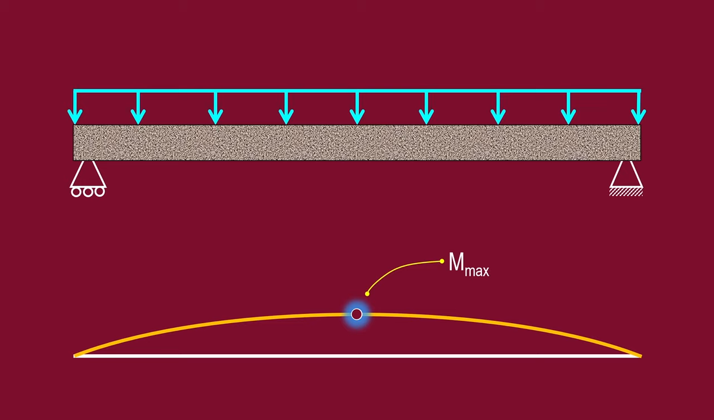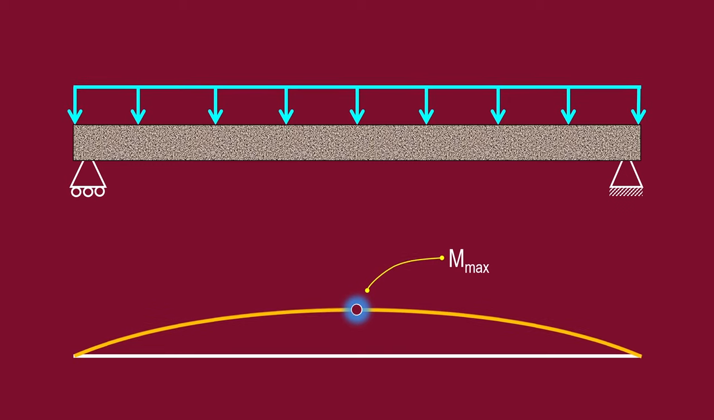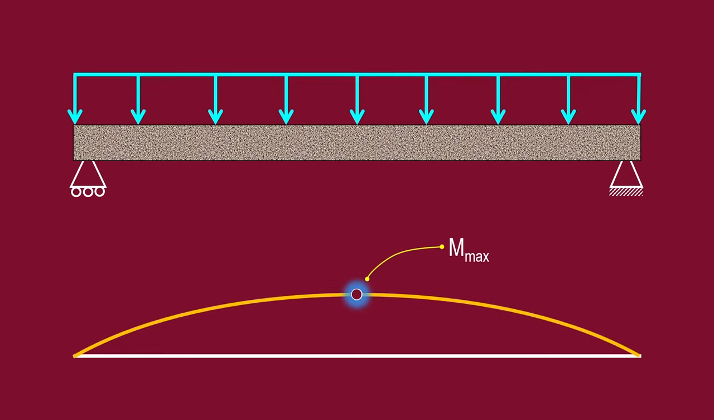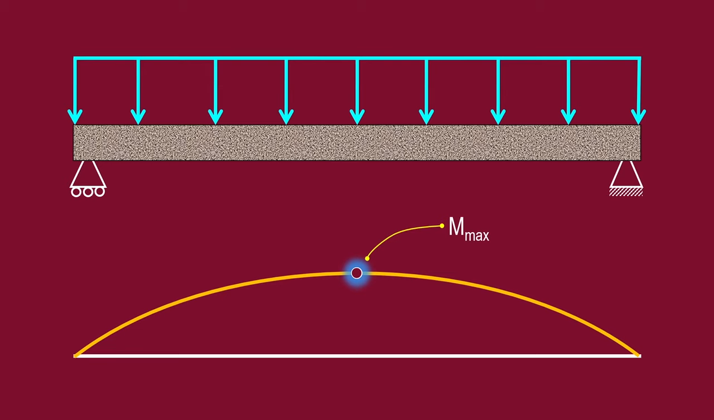And of course, if we try to increase the intensity of the load, like this one, look, we increase the intensity of the load, then of course, the moments on each section of the beam will also increase. Right? It will increase by a proportional amount to the increase in the intensity of the applied load. Then, if you keep on increasing the intensity of the load, you will reach a point where the beam will now crack.